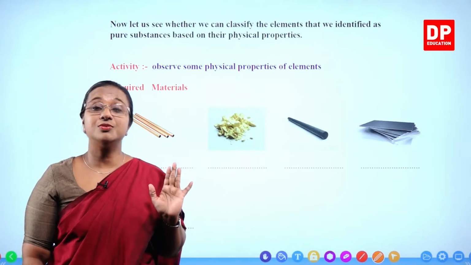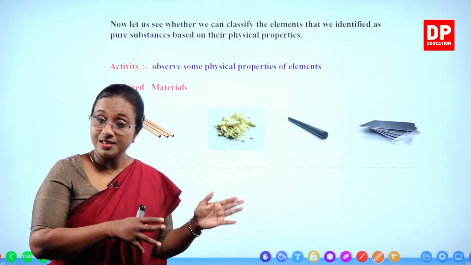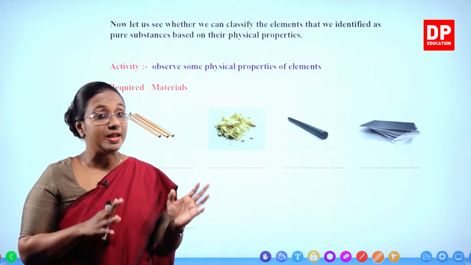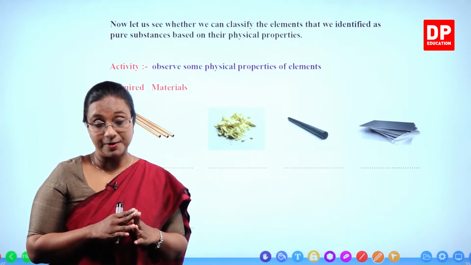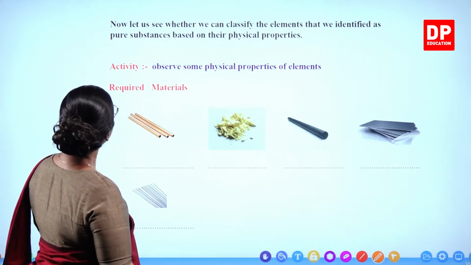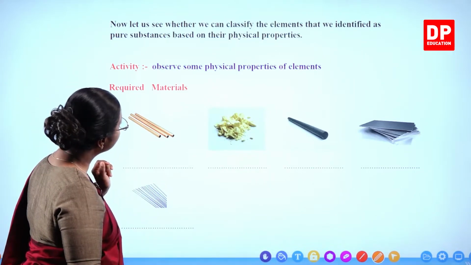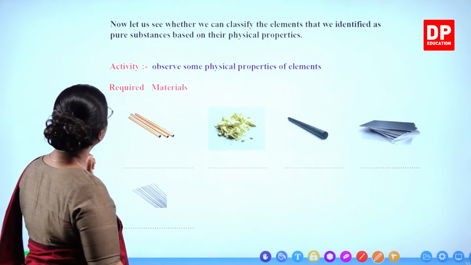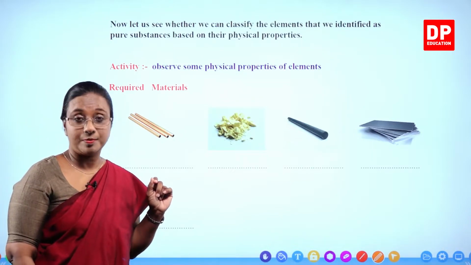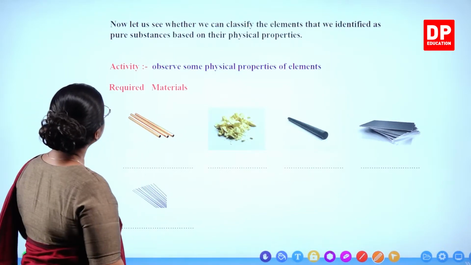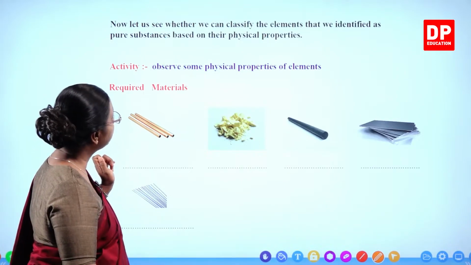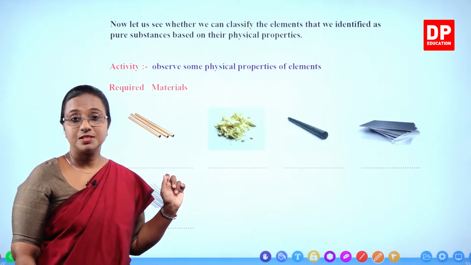I have introduced that to you all. Now when I discussed the melting point and boiling point, I told you all about metals and non-metals as well. So we will see how we do the classification. Now let us see whether we can classify the elements that we identified as pure substances based on their physical properties. For that, we'll be doing an activity: observe some physical properties of elements.